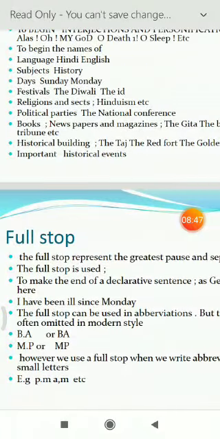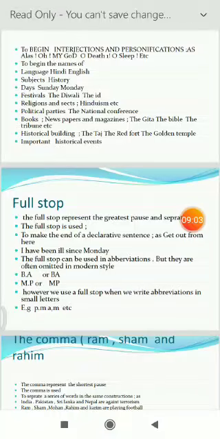So the next principal stop is the full stop. The full stop represents the greatest pause and separation, so that the sentence is complete. After the end of the sentence, it is the greatest pause and separates the sentences. The full stop is used to mark the end of declarative or imperative sentences such as, Get out from here. Is it clear? Get out from here, full stop will be placed. I have been ill since Monday, full stop.